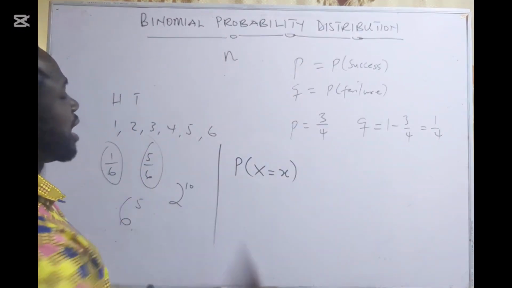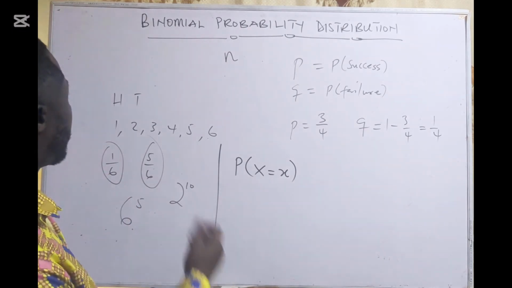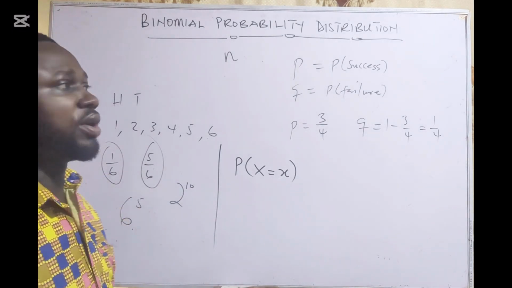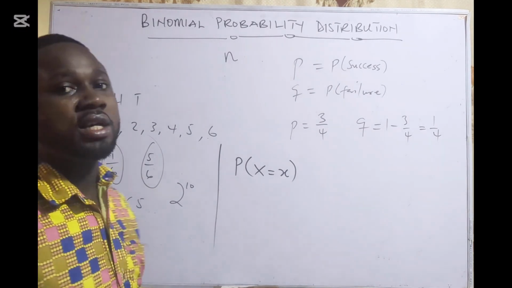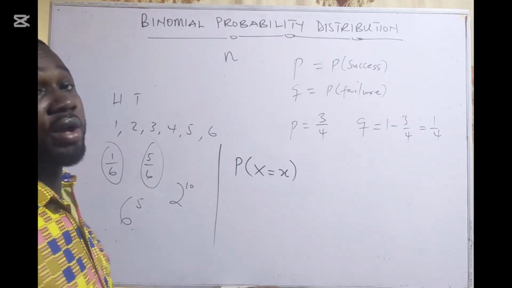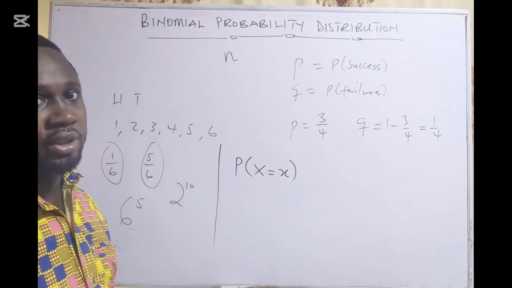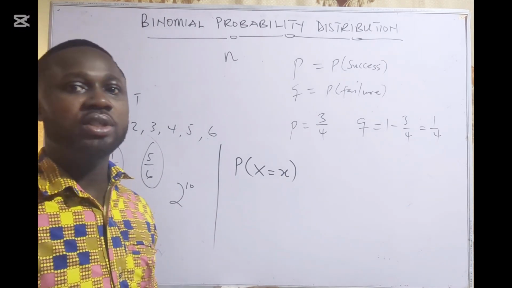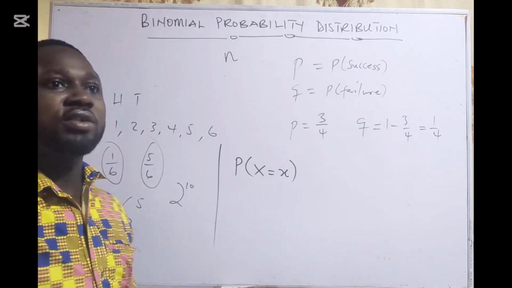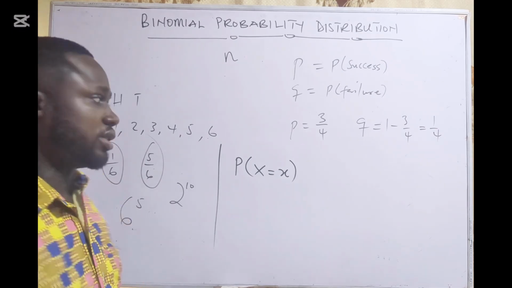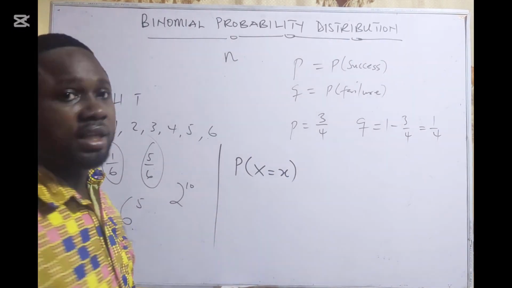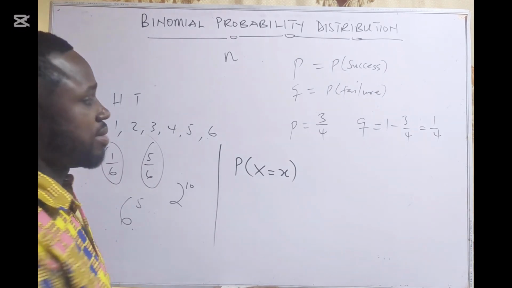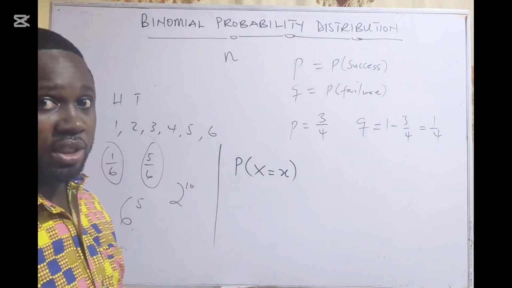So let's assume that I'm tossing a coin 5 times, and I'm asked what is the probability that the coin will show exactly 2 tails. If it's exactly 2 tails, then I'll look at all my possible outcomes, the number of outcomes that show exactly 2 tails, and that is the x here. All right. In that case, my x becomes 2. Is that okay?